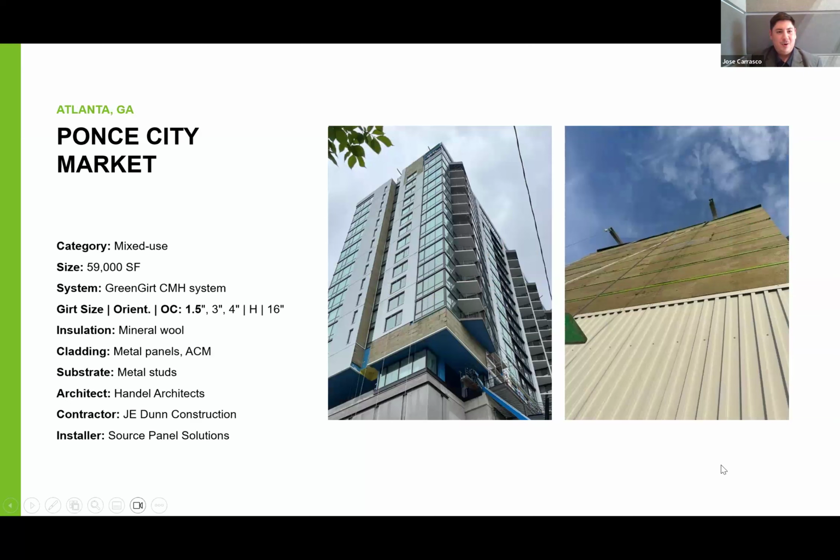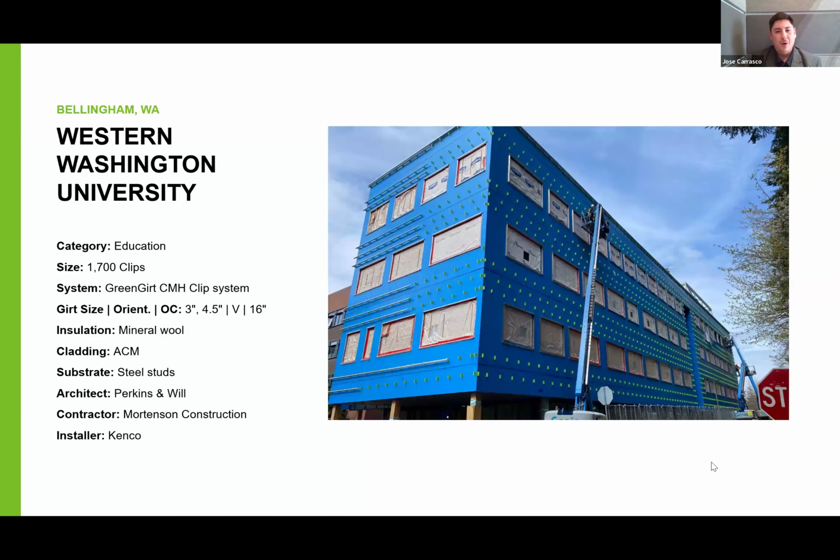Here we have a mixed use project in Georgia. This is also using the Green-girt CMH system with mineral wool. 59,000 square feet was the size of this project. This here is a photo of the Green-girt CMH clip system in action. This is an education project in Washington using 1,700 Green-girt CMH clips.